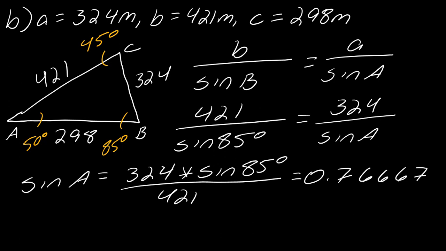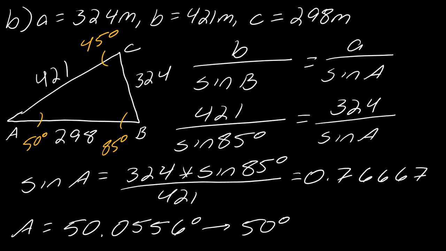0.7666. I'll just round that. So if I take inverse sine of that, let's see, I get 50.0556 degrees, which I can round to 50 degrees. So yeah, there was a question of what if I just used the law of sines for everything. So yeah, you should get the same number.